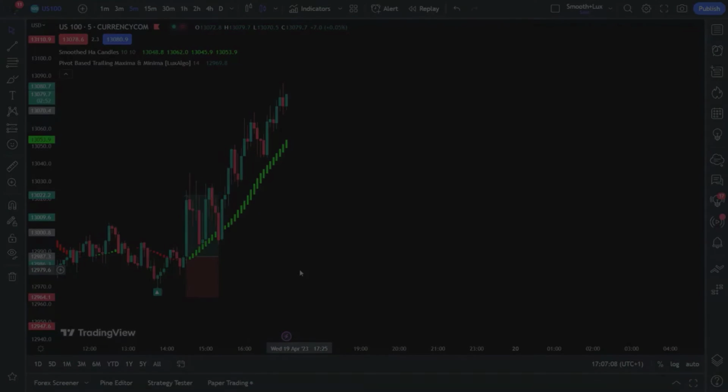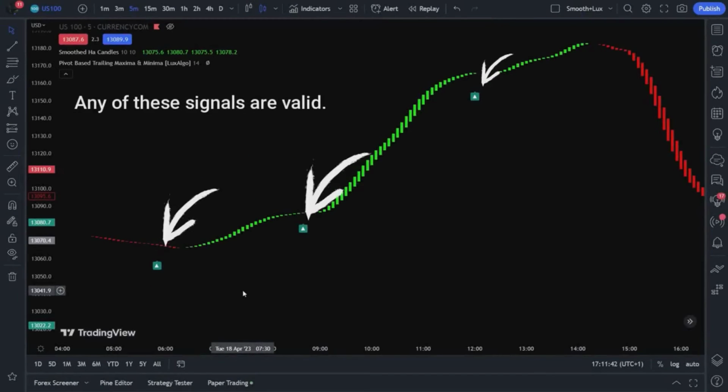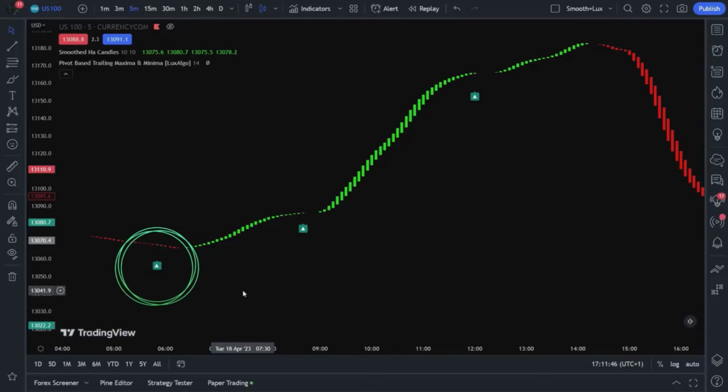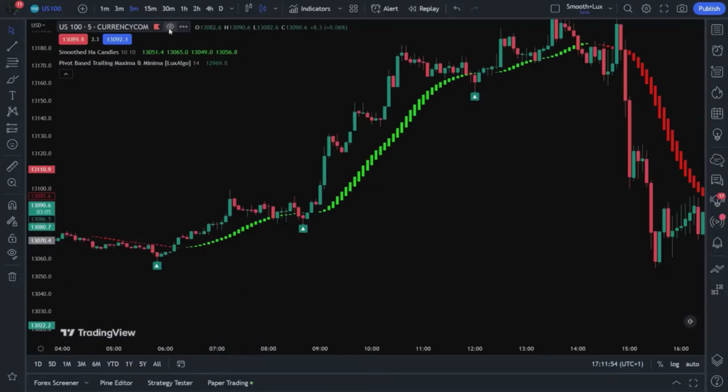Let's do one more long example. Here we can see that our requirements have been met. The pivot-based trailing indicator has printed a blue signal, and shortly after this, the Smoothed Heiken Ashy Candles have turned green, and they are uptrending. If no red pivot signals have been printed after our blue signal, then we can buy.